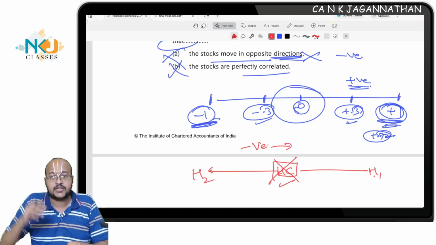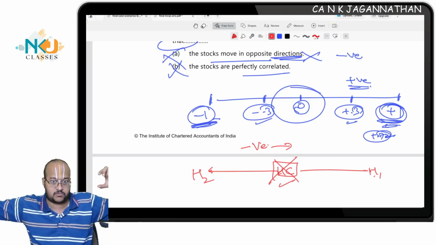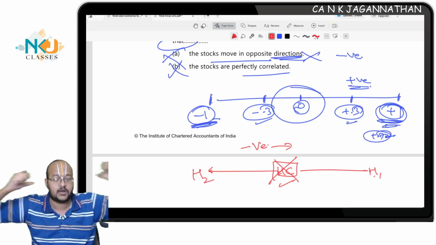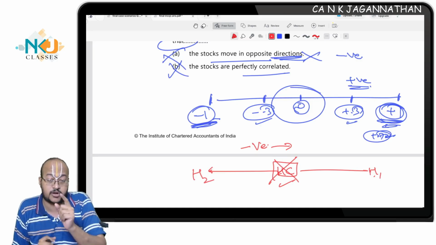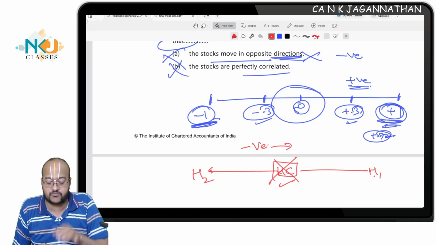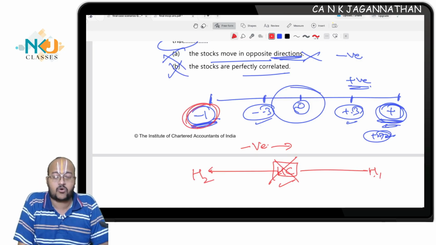Are you understanding why? This is also equally powerful. That horse is also equally powerful. They make the horse stable, the cart stable at one place. Are you all understanding? Maximum risk reduction will happen in the perfect negative correlation situation.